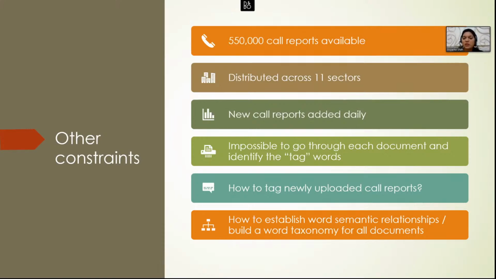So we have the financial industry, government-controlled sectors, real estate, utilities, minerals, all those things. And then new call reports are being added daily, so it's impossible to go through each document. Now, if you have experimented a bit with Elasticsearch or Azure Cognitive Search, you have a functionality called document tagging.